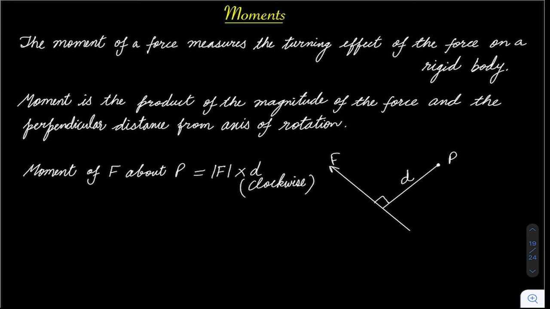So let's take one example. For example, we have a point P here. There is a rigid body here. We can say that there is a force F as shown in the diagram. If you want to calculate the moment of this force F about the point P, that moment will be the magnitude of the force, that is modulus of F, multiplied by the perpendicular distance of the force from the point P. As you can see here, this distance D is my perpendicular distance. So my answer is mod of F times D.